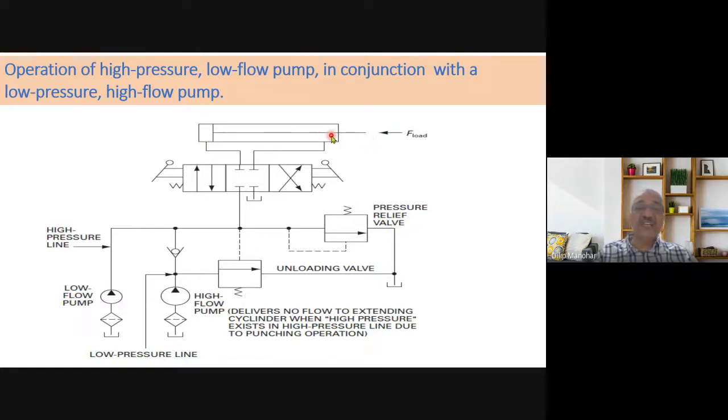As soon as it reaches here, what will happen? Immediately there is a resistance from the load side. This resistance will make sure that the high pressure, low flow pump also comes into the picture, because the high flow low pressure pump cannot overcome this load. So this starts developing the pressure. This pressure will be able to shift the unloading valve. There is an unloading valve here. So this pressure will dump the high flow pump to the tank.